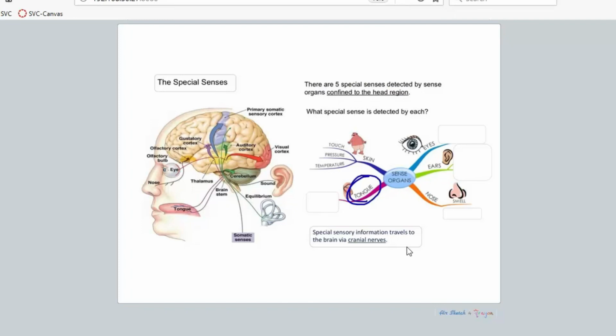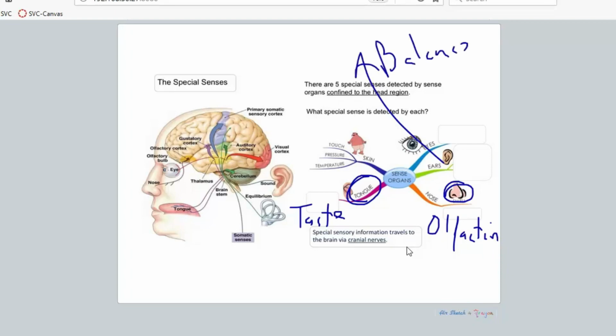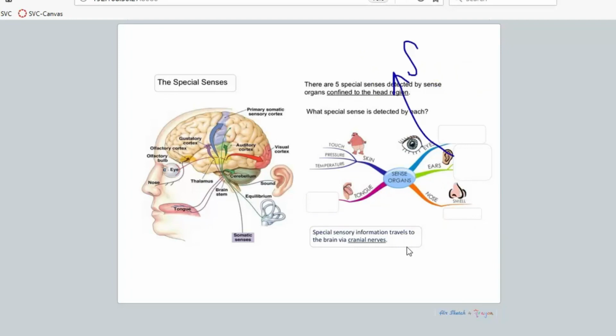So back to the tongue. What special sense is detected by the tongue? That's taste. What special sense is detected by the nose? That's smell, also called olfaction. What about the ears? There are two at the ears: balance or equilibrium, and also sound. And then what about the eyes? That allows for vision.